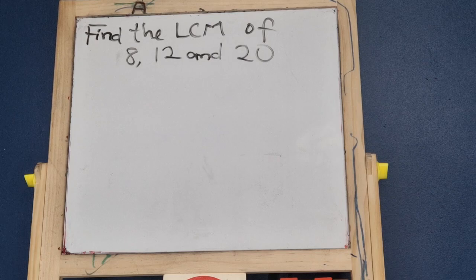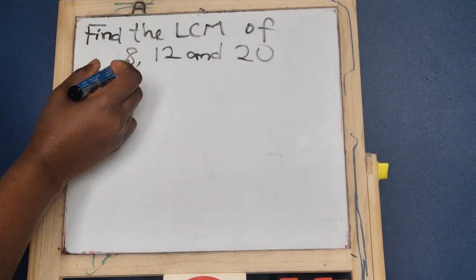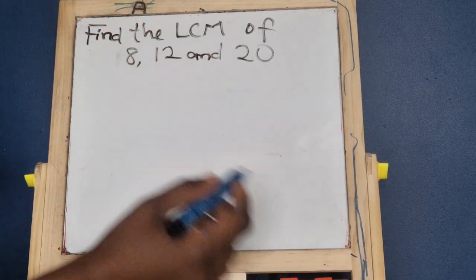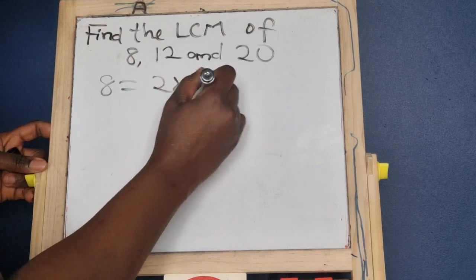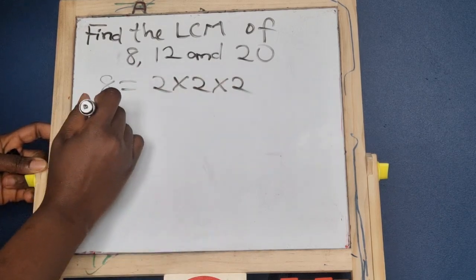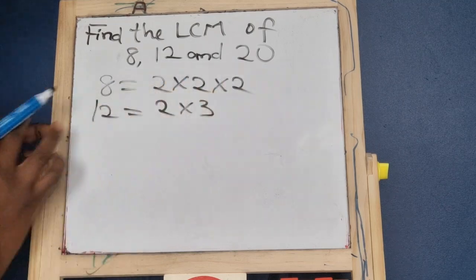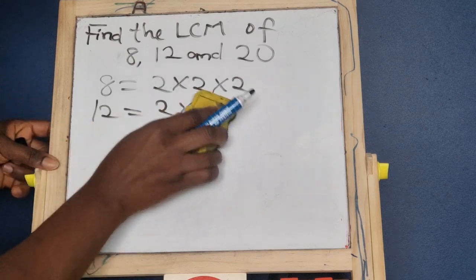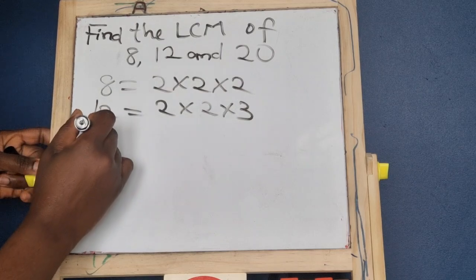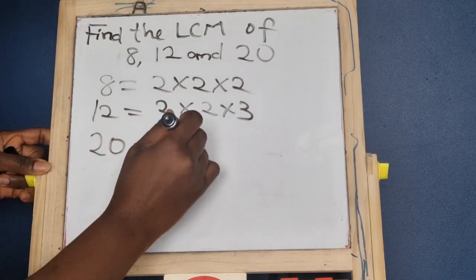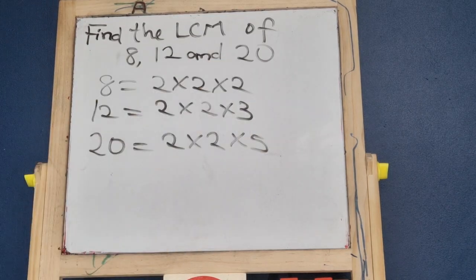If you don't want to use that first method to find the LCM of numbers, then you can use this. You first find the prime factors of each number. The prime factors of 8 will be 2 times 2, then times 2. For 12, it will be 2 times 2 times 3: 2 times 2, 4, times 3, 12. Then for 20, it will be 2 times 2, 4, then 4 times 5. That will be 20.